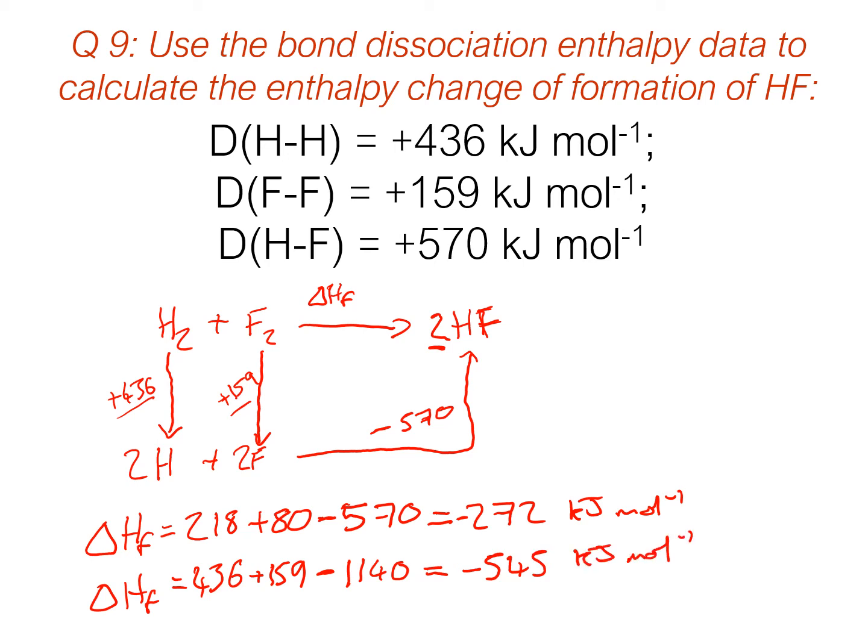Now remember, this is for forming 2 molecules of HF, and we were actually just asked for the formation of HF. So if you divide this by 2, we end up getting, again, minus 272.5 in this case because of the rounding. So that's how you can use a Born-Haber cycle to work out the enthalpy change of formation.